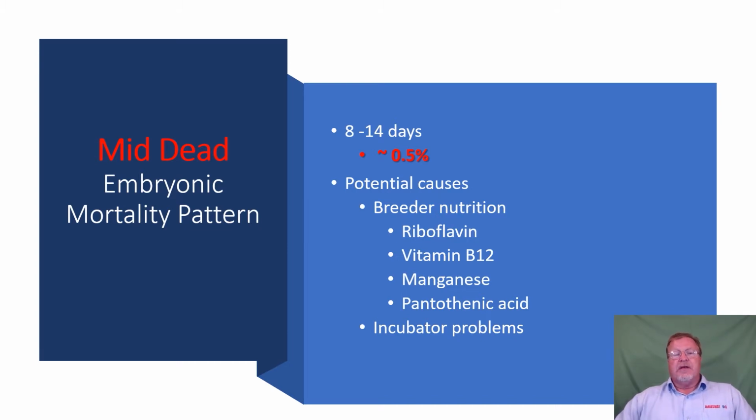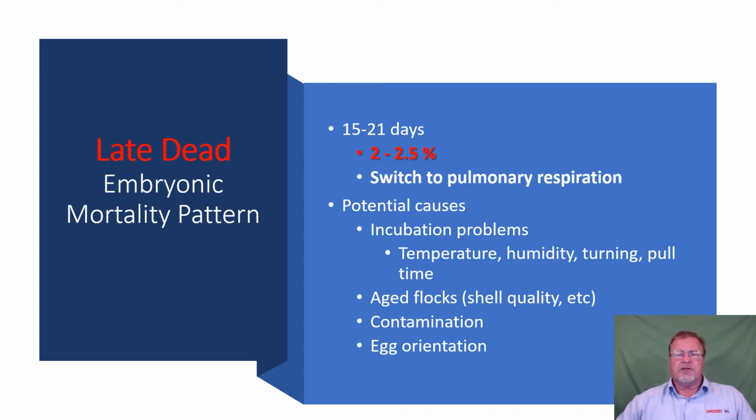Our mid-dead, less than 0.5%. Often we talk about this: if we see elevated levels here, it's a nutrition problem. We rarely see this. If the nutrition problem is severe enough, birds will typically stop laying as well. I haven't seen this much at all in my career as really being an issue. We should stay under that 0.5%.